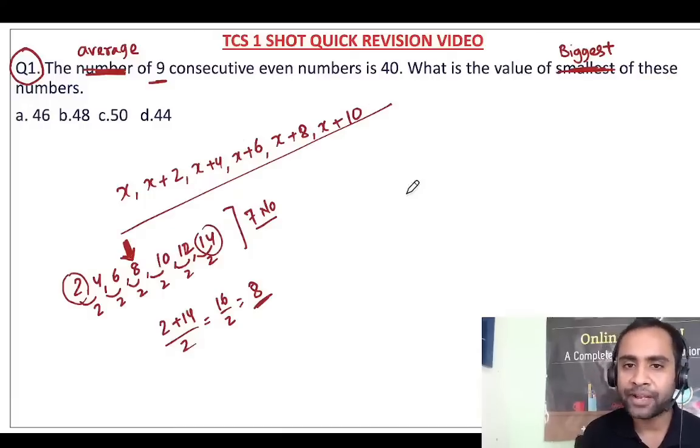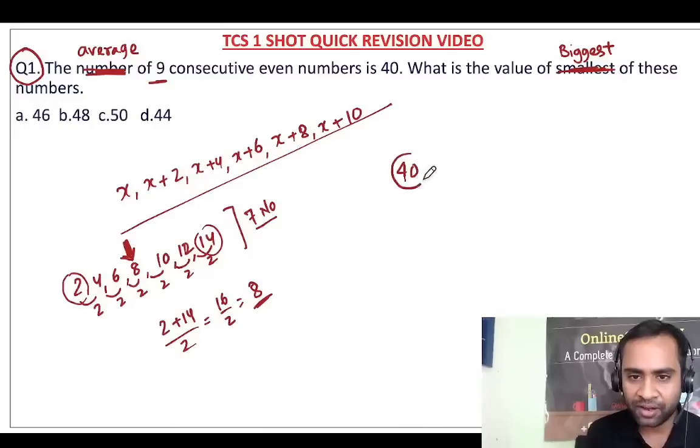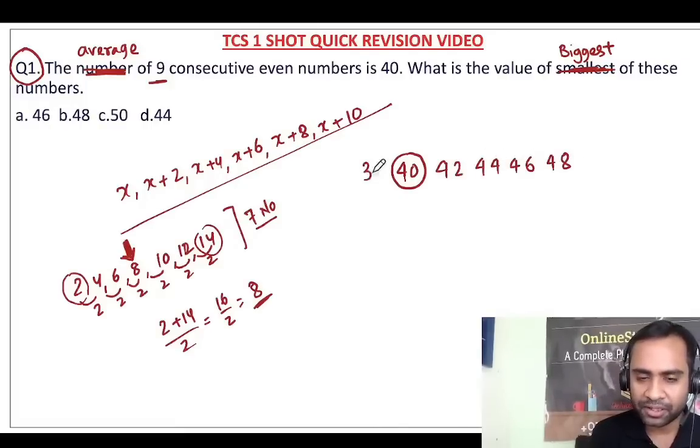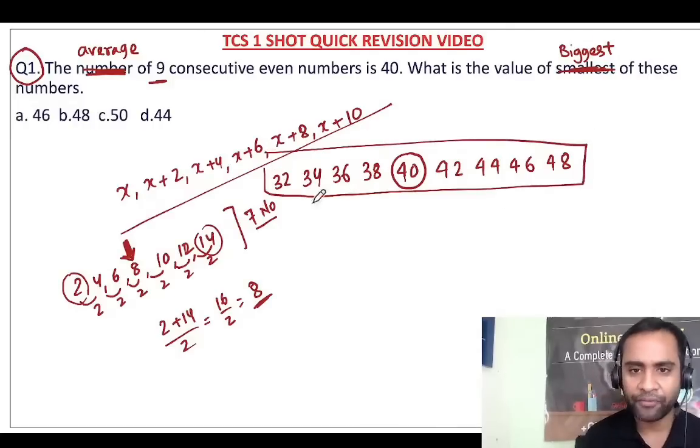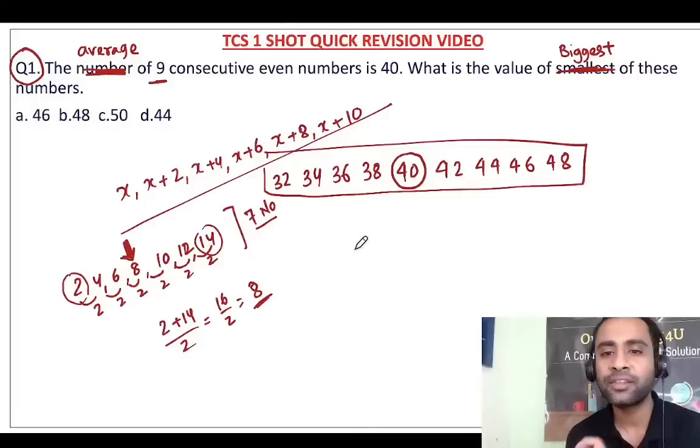Now I have 9 consecutive numbers and their average is 40. That means, sir, this is the middle number. Next numbers will be what, sir? 42, 44, 46, 48. Here, sir, it will be 38, 36, 34, and 32. Then, sir, these are my 9 consecutive numbers for which the average is 40.